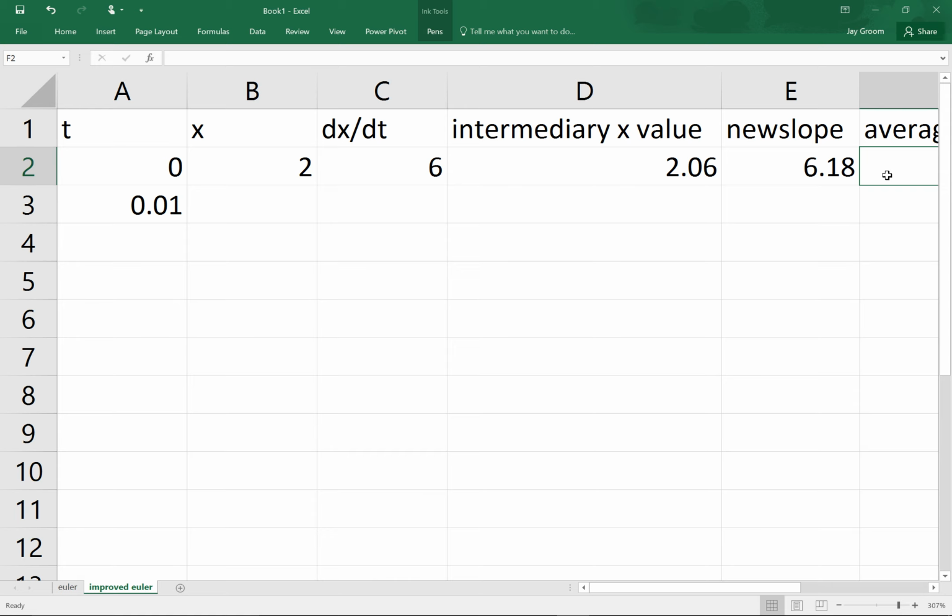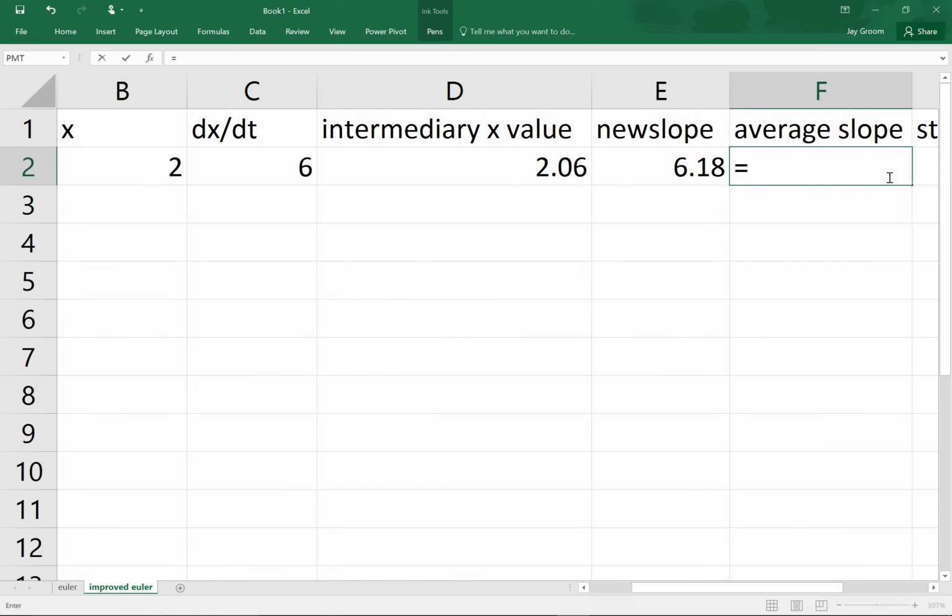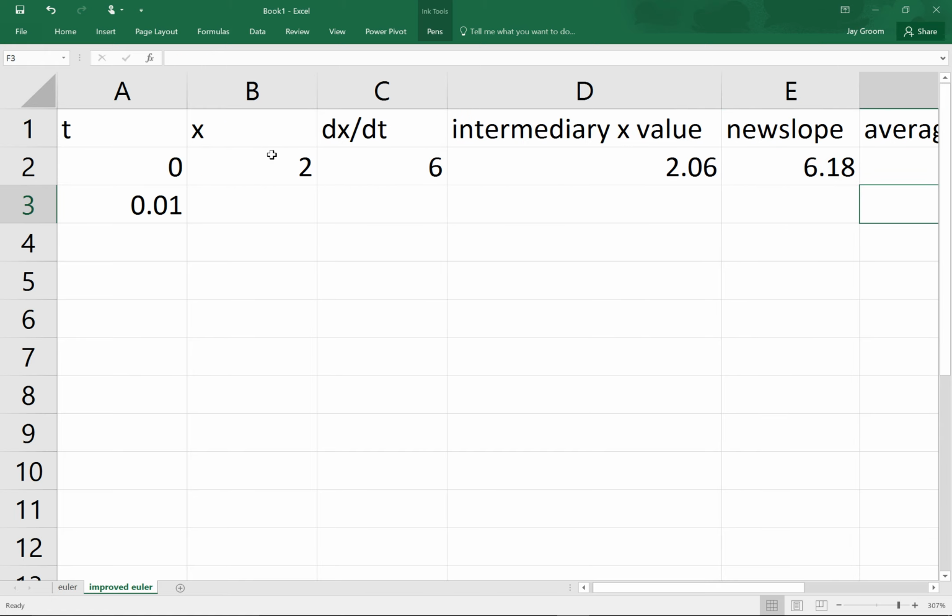Now, I'm going to average these. You can use the average button if you like, but I find it just as easy to do this: this plus this, divided by 2. And that's my new average slope. Then here, it's simply going to equal the previous amount plus the slope, but it's this average slope, times the step, which is again in dollar-sign G, dollar-sign 2.